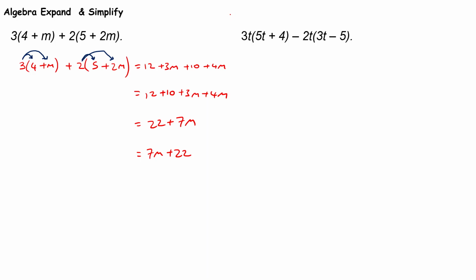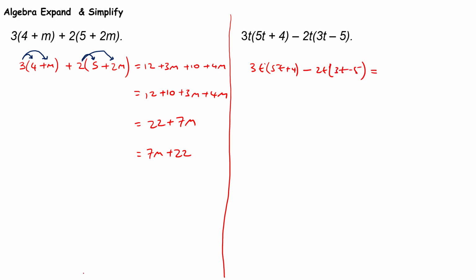Okay, let's have a look at another example. I'm going to put a line down here to separate the 2 examples. Okay, in this one we've got 3t times 5t plus 4, and we've got a negative then. So if we write that out here, 3t(5t plus 4), and minus 2t(3t minus 5). So I'm just going to put my arrows so I can see what I'm multiplying. 3t outside multiplies everything within the brackets, and the minus 2t multiplies everything within these brackets here.